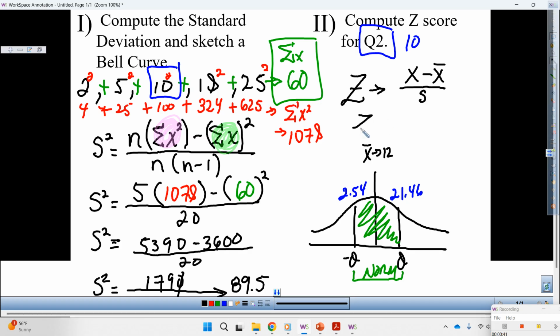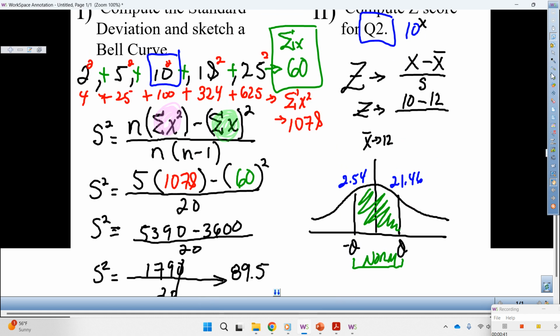That is correct. So our z, we got our x right now, which is 10, minus the mean. What was our mean? 12. And our standard deviation is what? 9.46. So this is negative 2 divided by 9.46. Tell your neighbor what you got. Calculators calculate. What is our z-score? Negative what?